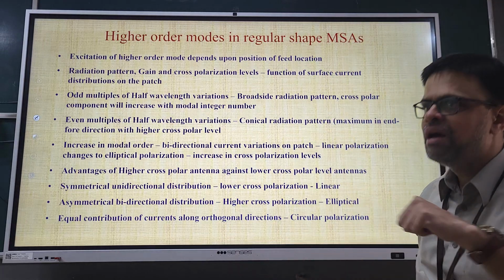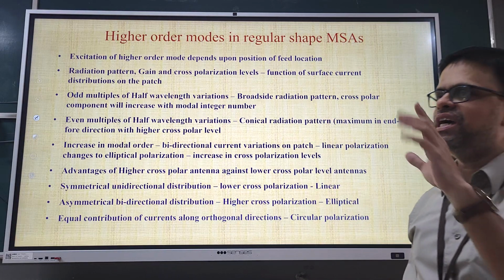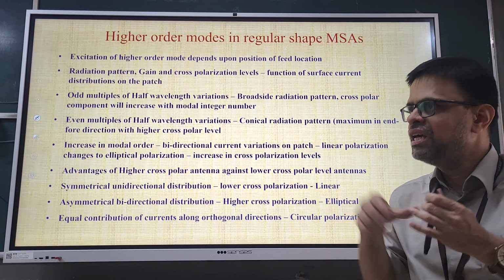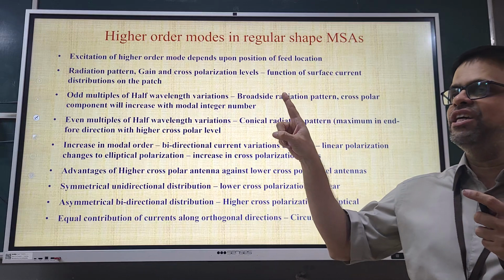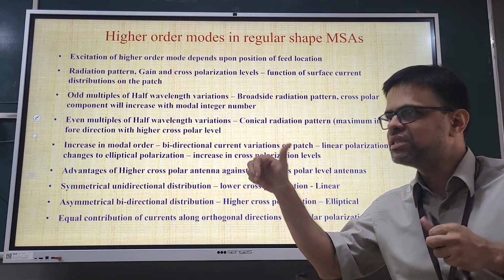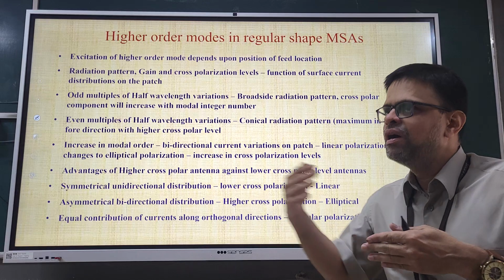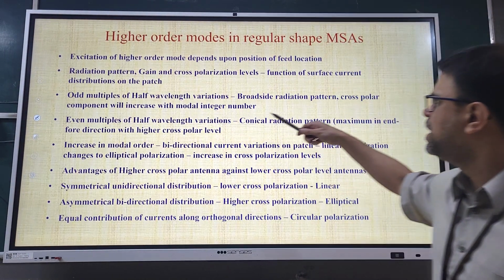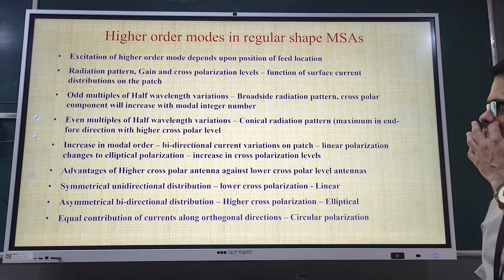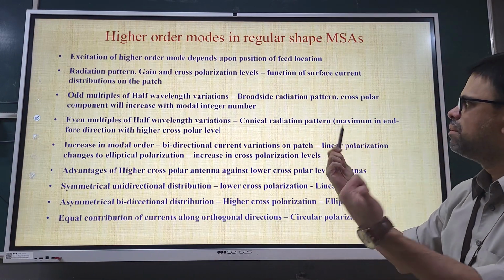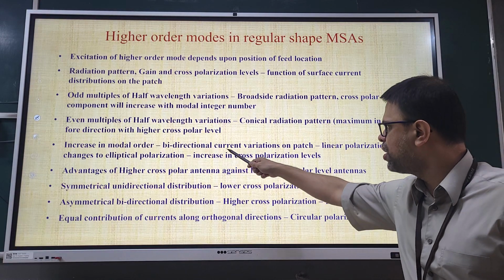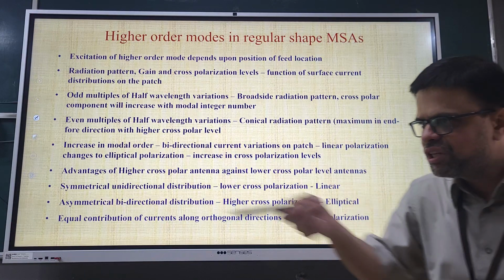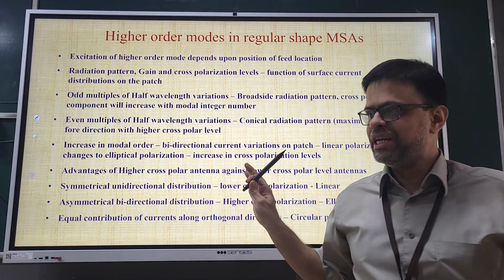If a unidirectional current variation of half wavelength nature is there, it gives a broadside radiation pattern. If it is more than that, with multiples of half wavelength variation, then for an even multiple it is an end fire radiation pattern, and for an odd multiple it is broadside. That understanding one needs to develop by looking at the current distribution. This is what I have mentioned. Odd half multiple, broadside pattern, cross polar definitely increases. Even, always a conical maximum in the end fire direction. An increase in the modal order increases the bidirectional variation, and that changes the polarization because only unidirectional currents are not present on the patch.